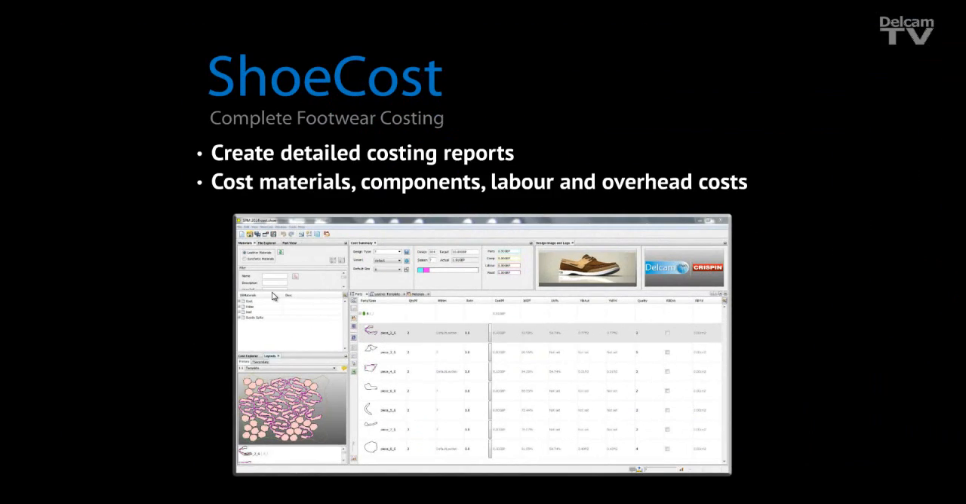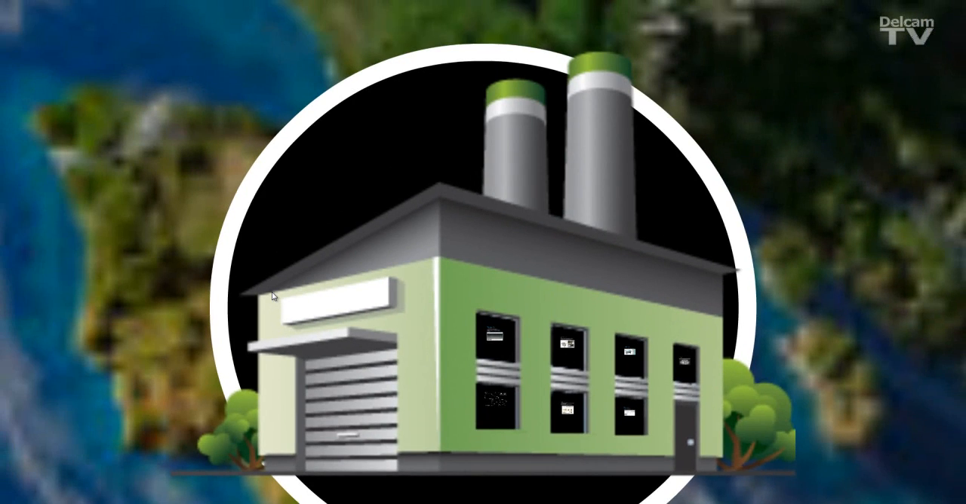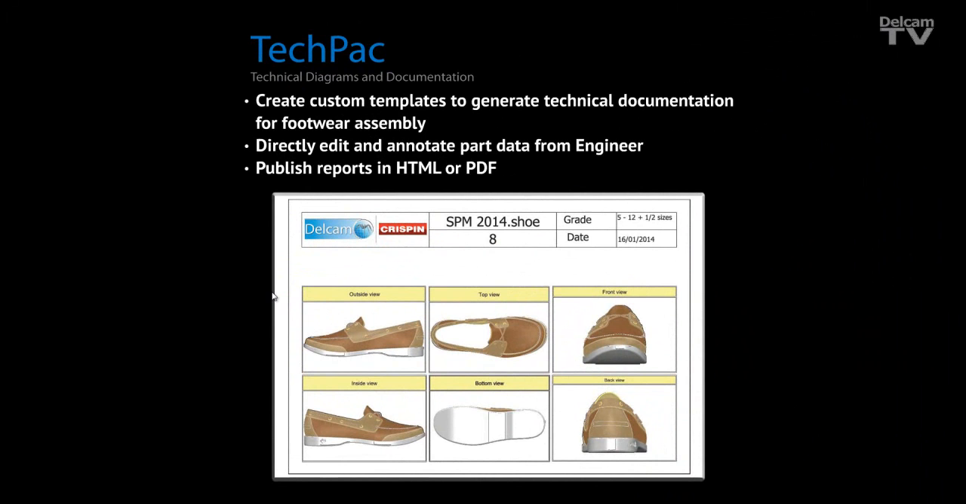Okay, so I'm just going to go back to the presentation. And we're going to move on to the final piece of software we're going to look at today. So this is TechPack. So TechPack allows us to create custom technical documentation. So this is taking all of the information that's been input into the .shoe file. So that's all of the information from Shoemaker, all of the information from Engineer, as well as Shoe Cost. It takes that information and applies it to a customizable template.